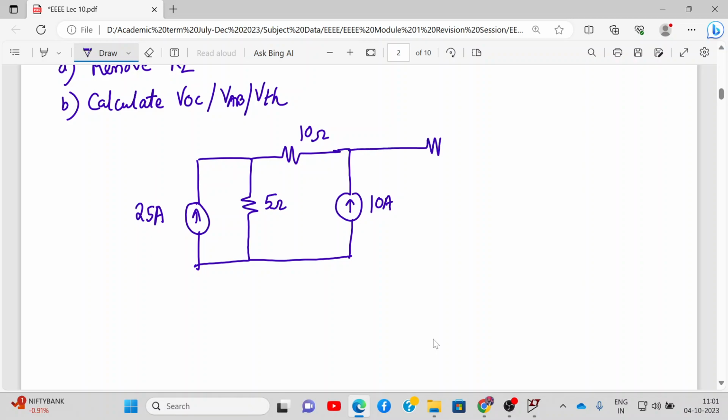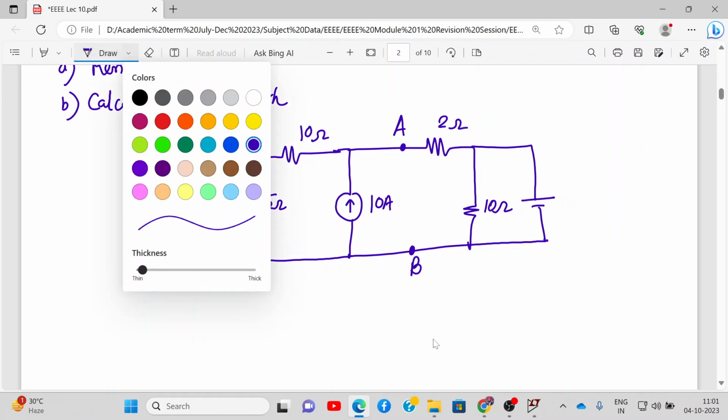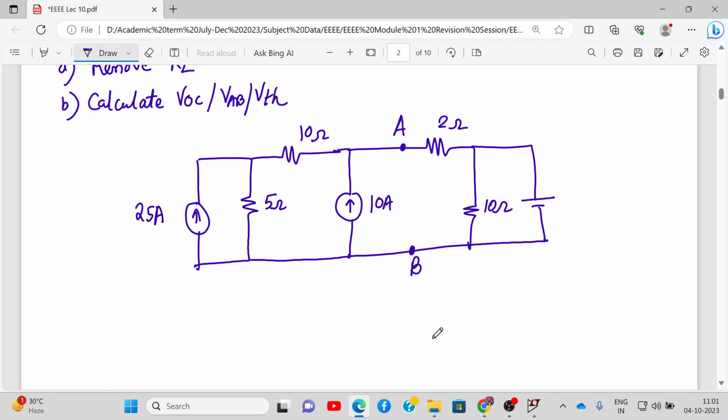Then we have another 2 ohm resistance over here. This is 10 ohms, 2 ohms, and you have a voltage source over here. These are points A and B. This is A and this is B. So basically, let me write this value: this value is around 30 volt. So we need to calculate VAB or VTH.